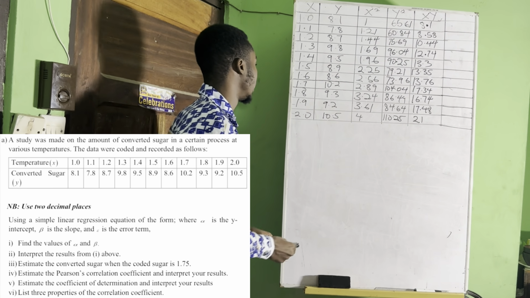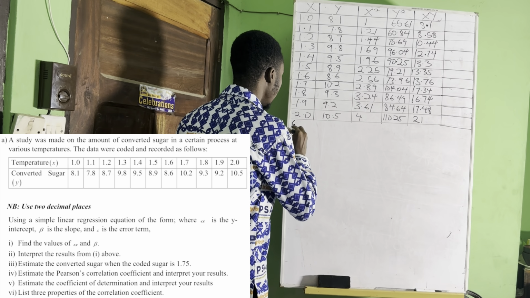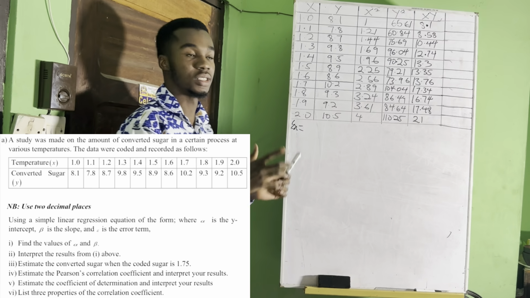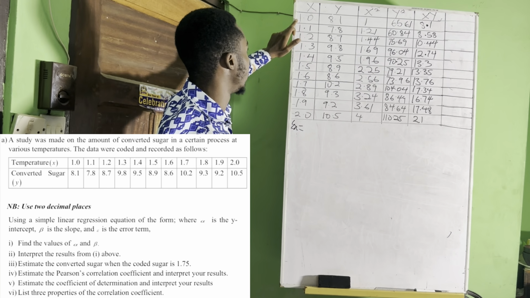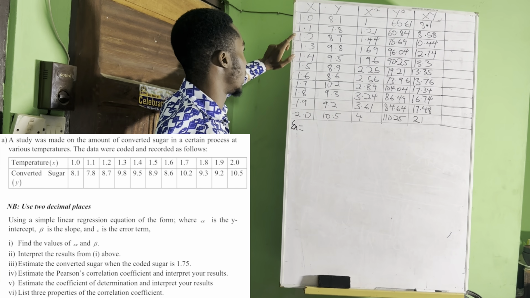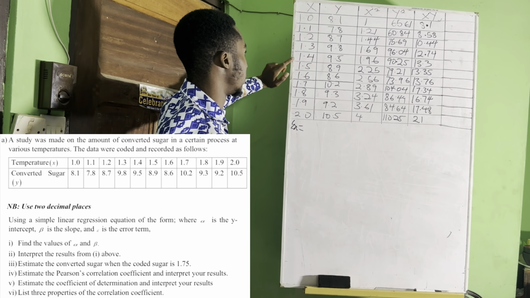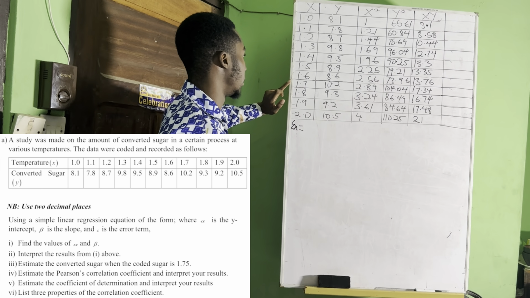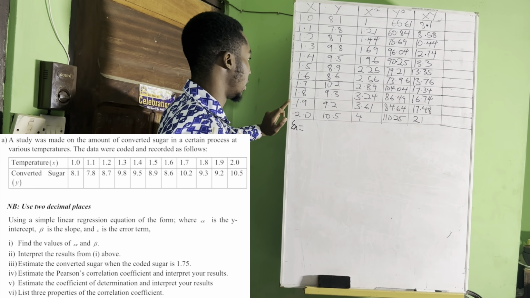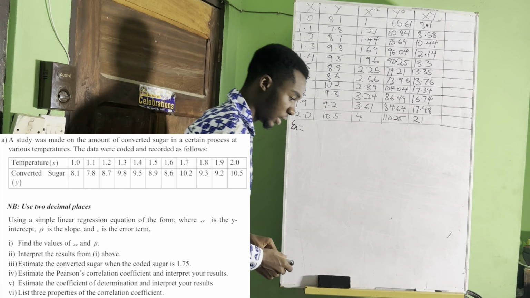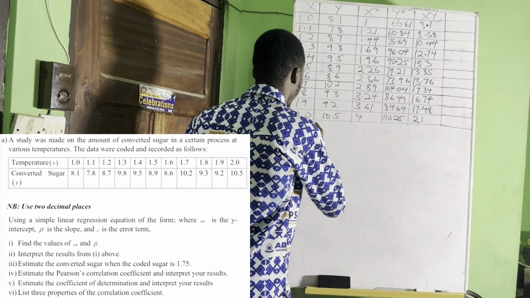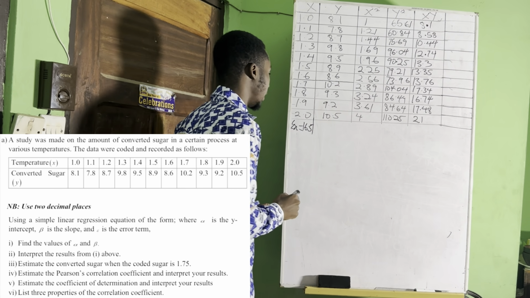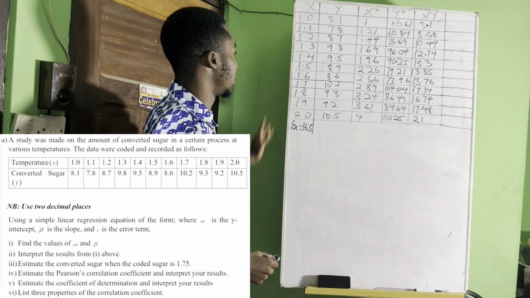So let's start with x. We call it sigma x. When you see sigma, it means summation. You get it? So 1.0 plus 1.1 plus 1.2 plus 1.3 plus 1.4 plus 1.5 plus 1.6 plus 1.7 plus 1.8 plus 1.9 plus 2.0 should give us 16.5. So 16.5, that's our sigma x, our summation of x.